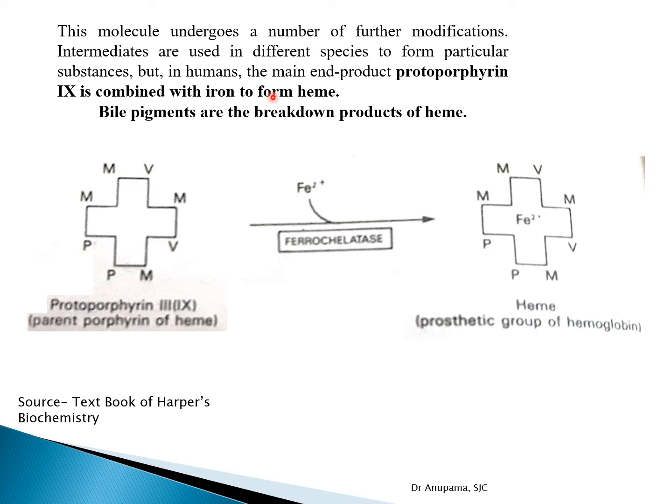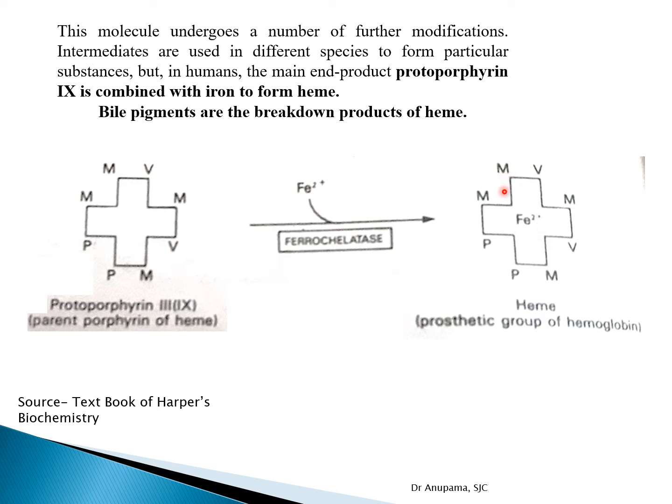Many intermediates of different species are formed, and finally in human beings the main end product is protoporphyrin 9, which is combined with iron to form the heme. So bile pigments are broken down products of heme. Here you can see this is protoporphyrin 3 or protoporphyrin 9. By the enzyme ferrochelatase, iron is incorporated and you have heme.